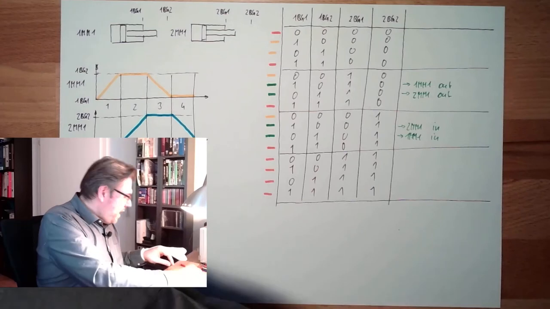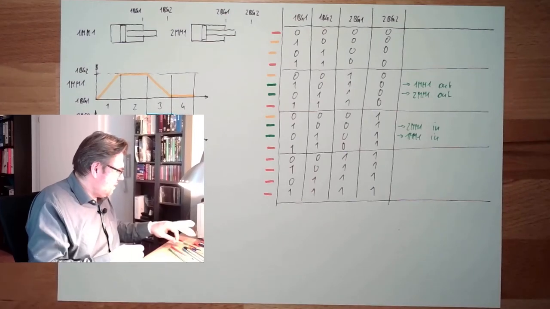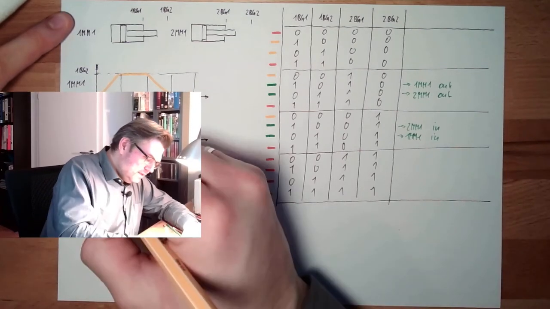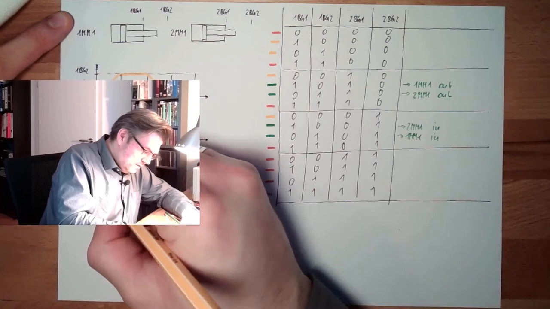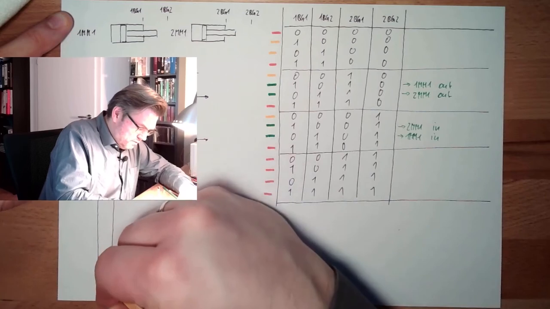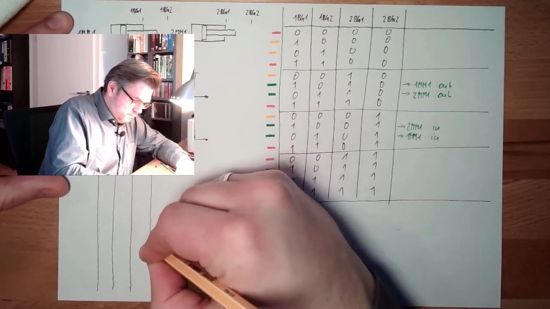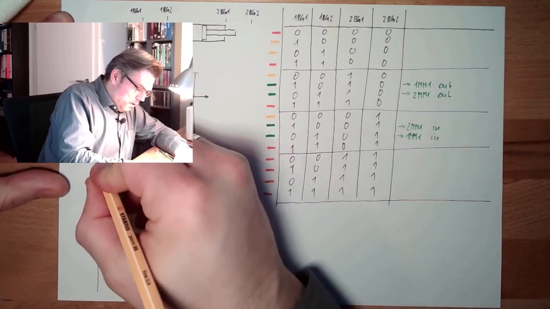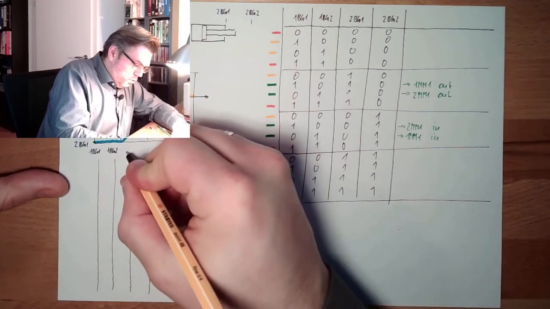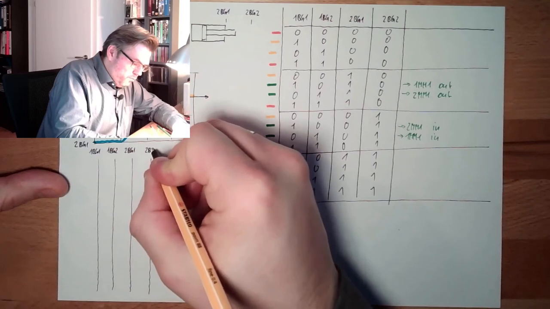And we trained this during digital technique. Yeah? However, we can really easy see if I draw now the logical circuit: 1 BG1, 1 BG2, 2 BG1, 2 BG2.